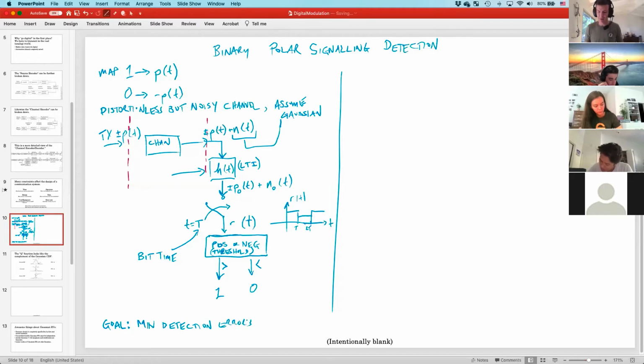What is a detection error? Well, if a 1 was sent, we decide a 0. We made a mistake. If a 0 was sent, we decide a 1. We made a mistake. What's not an error? If a 1 was sent, we decide 1. If a 0 was sent, we decide 0. Okay.